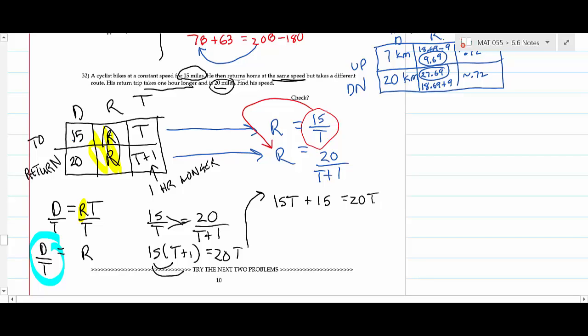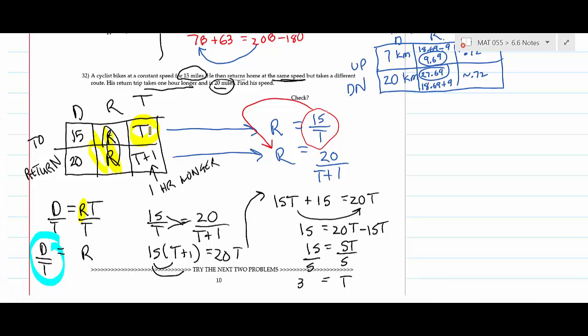Now decide which side you want to get the variables on, the T's on. So I'm just going to move the 15T there to get 15 equals 20T minus 15T. So that's going to be 15 equals 5T. Well, what's T in your head? 3, right? Okay. So we got the time on that is equal to 3. Now what that is, that's this time, right? So if this time is 3, what is that time?